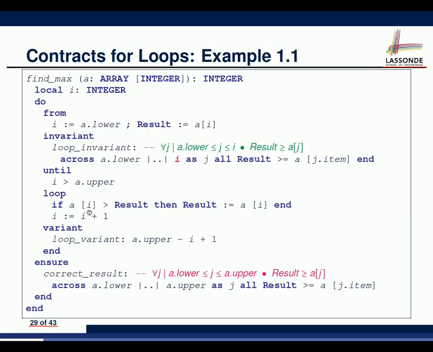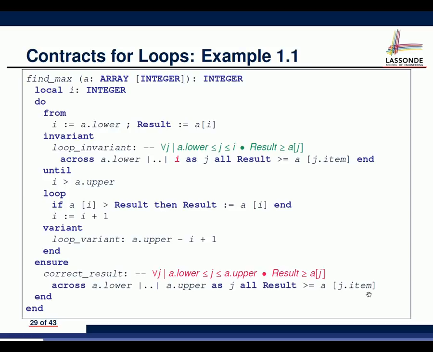For every iteration, we're just going to see if the current element is larger than the result, we're going to replace the maximum, and then we're going to increment the counter as well. And then the variant is going to be a.upper minus i plus 1. It's an integer expression. And in short, the postcondition is to say that from a.lower until a.upper, we have the result larger than or equal to a at position j.item. It's a more complicated example than what we discussed before, but it's still not very hard.